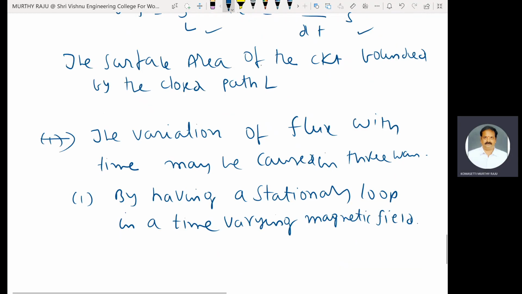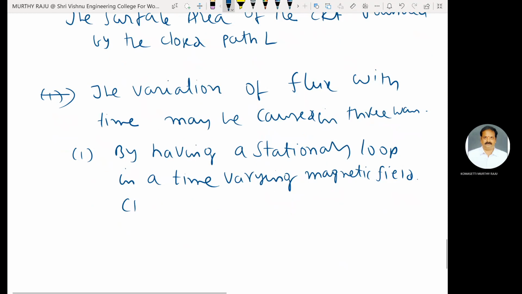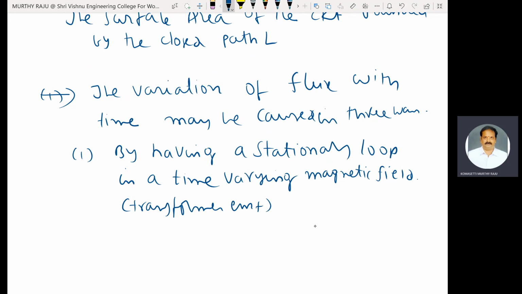Transformer EMF. In a transformer, two coils are there, very close to each other. That is a stationary loop. The time varying current produces a time varying magnetic field. Due to the time varying magnetic field, flux linkage takes place. Therefore, an induced EMF is produced. That is called a stationary loop in a time varying magnetic field.